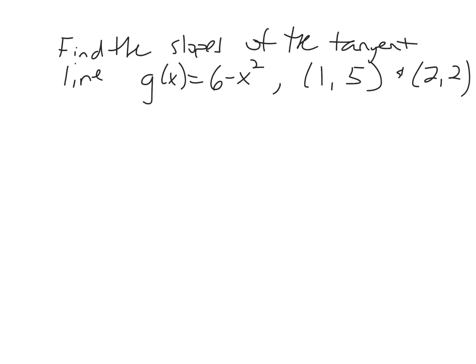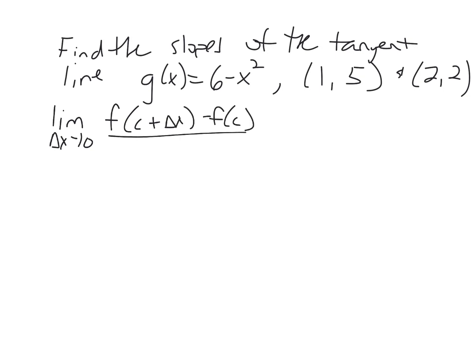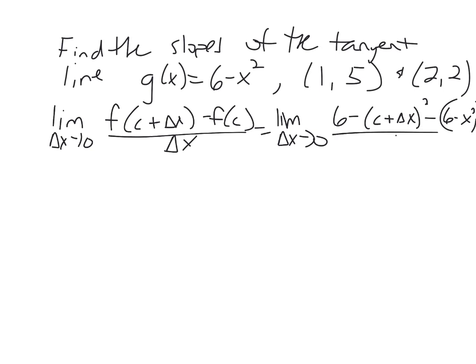Once again, limit as the change of x approaches 0 of f of c plus change in x minus f of c over change of x equals the limit as the change of x approaches 0, and we plug it in, so it'd be 6 minus parentheses c plus change x squared minus f of c, which would just be 6 minus x squared. Make sure you put this whole thing in parentheses, or else you're in trouble.